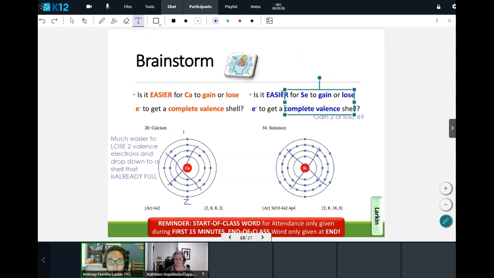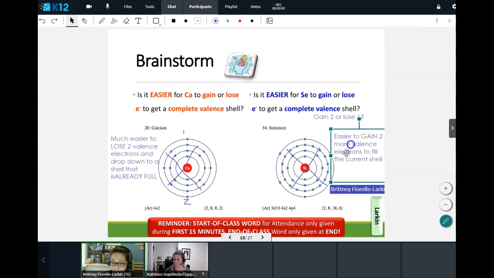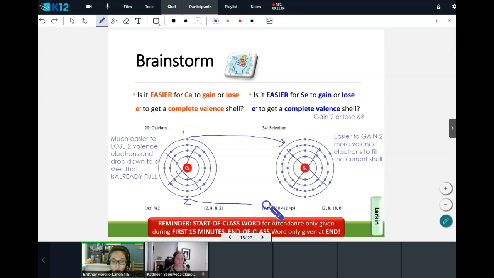All right, so selenium, it's going to be easier to gain 2 more valence electrons to fill the current shell. So what you might be noticing is that these 2 atoms actually want opposite things. Calcium wants to lose 2 electrons, selenium wants to gain 2 electrons, and here's what happens. They can actually work together. So we can send over this electron and this electron, and now calcium has lost the 2 it doesn't want, and selenium has gained the 2 that it needs, and everybody is happy.